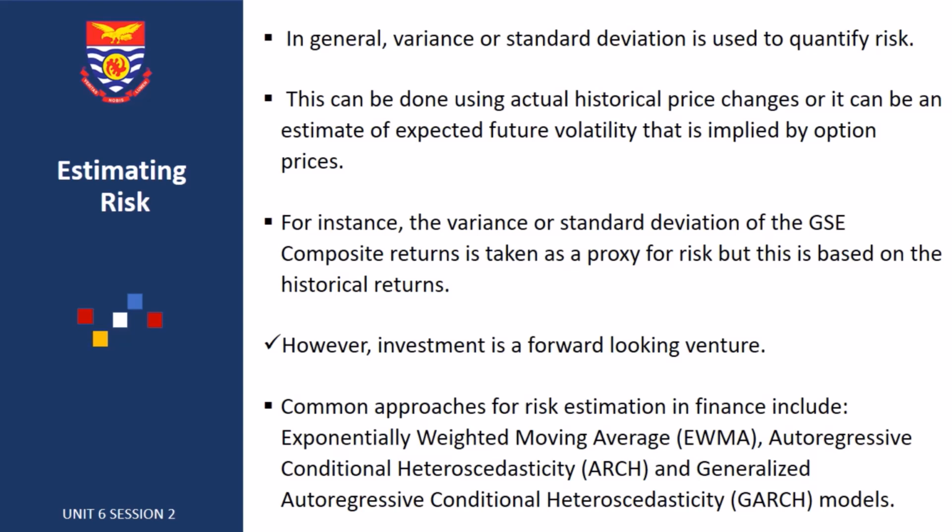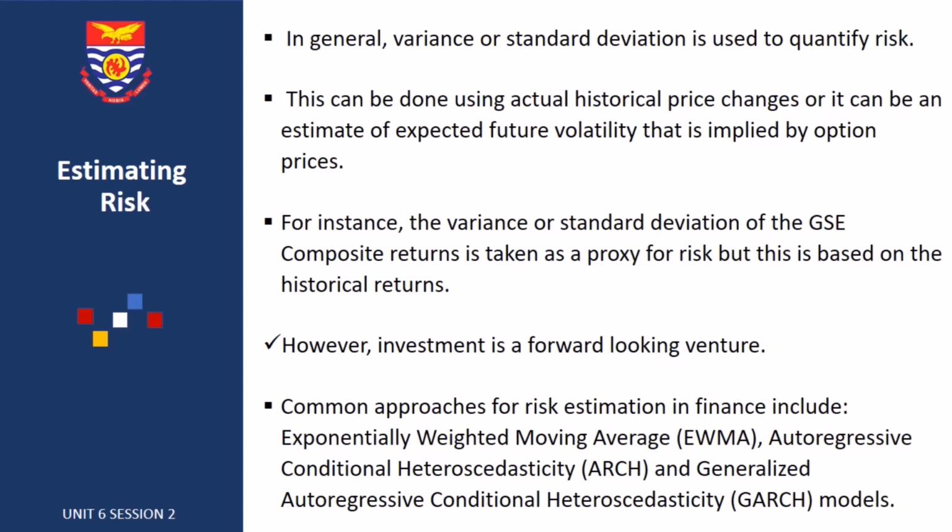So for example, the variance or the standard deviation of the London Stock Exchange Composite Index is taken as a proxy for risk in the market, but it is based on the historical returns. Whilst in most estimation we are looking at the future, we always look forward. Therefore, estimating risk based on prior prices will not be able to explain the actual reality or the real life phenomenon. How then do we find a measure of risk for the future?